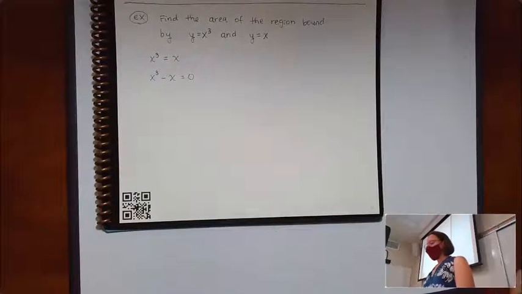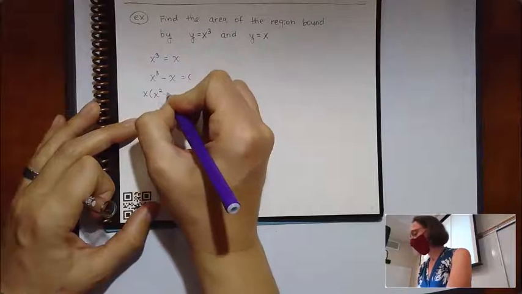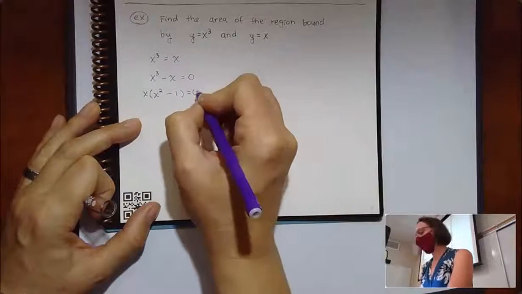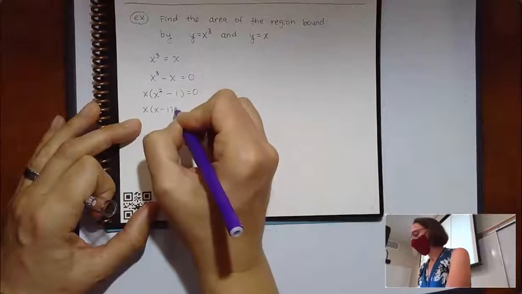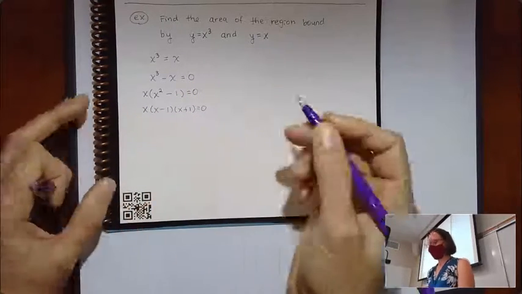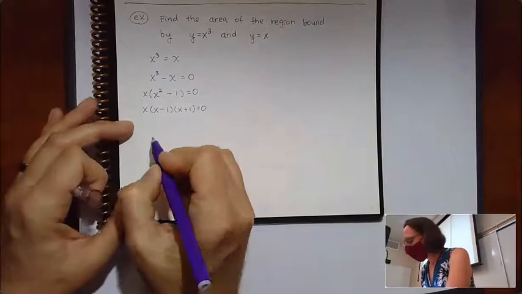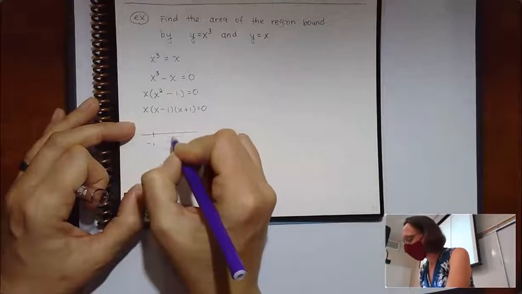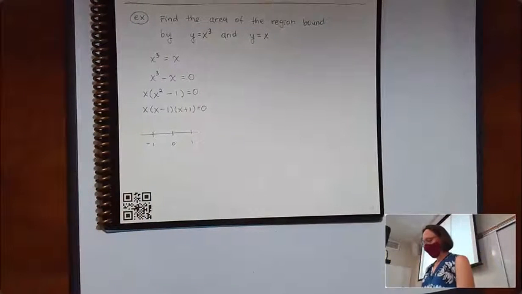Now I'm thinking about what can I pull out of all of that? Well, these have an x in common. If I pull an x out, I'm left with x squared minus 1. Told you I was keeping it simple. And that x squared minus 1 factors further as x minus 1, x plus 1. So already I know life's a little more complicated because these functions cross each other at -1 and at 0 and at +1. So I have two regions to figure out who's on top and who's on the bottom.